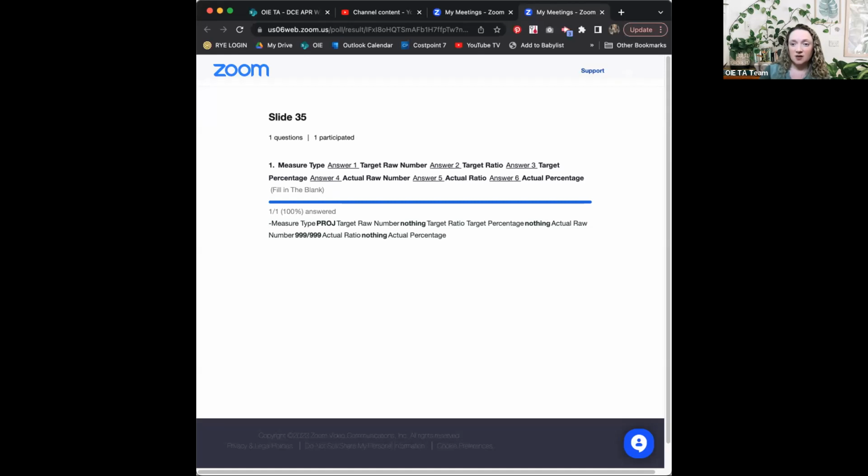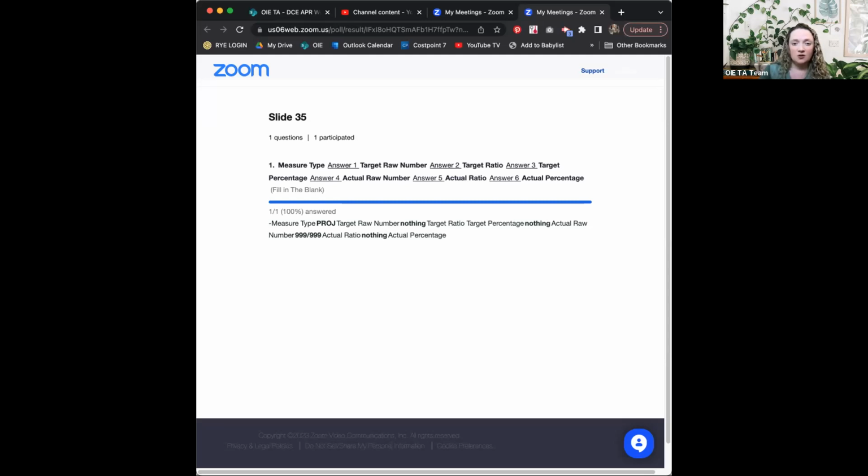So they said the measure type was PROJ, correct? Target raw number, nothing, correct? Target ratio, doesn't look like there was a response put in. So we will need a target ratio, so we'll come back there. Target percentage, nothing, correct. Actual raw number, 999 over 999. Actual ratio, nothing. Actual percentage is blank.